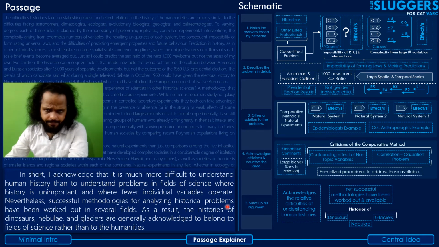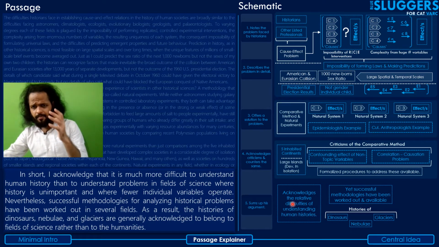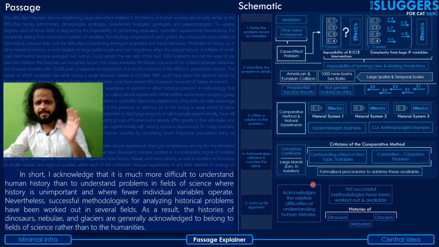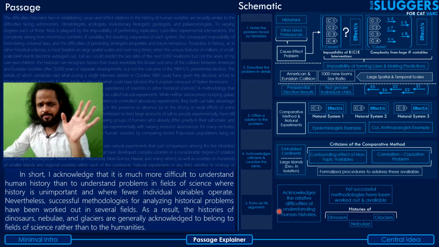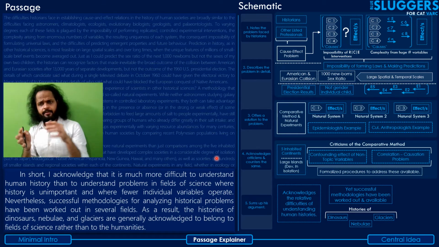So, guys, here in this last part, the author is trying to sum up his argument. He's saying that he acknowledges it is much more difficult to understand human history than to understand the problems of other fields where you can conduct experiments, where there are fewer individual variables involved, and where history is not very important. In the case of gravity, for example, history does not, at least so far as we know, really play a role.